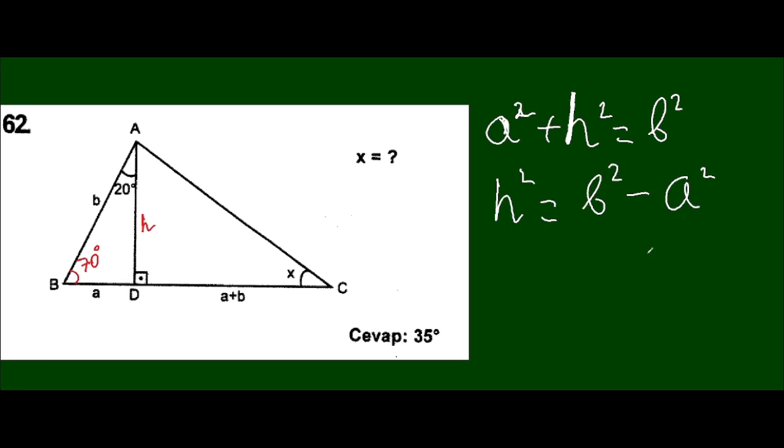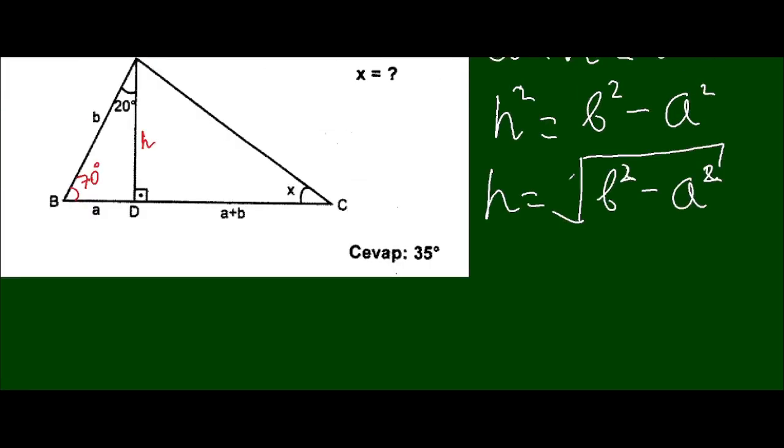If we subtract a squared from both sides, we'll get this equation. Here h will equal plus or minus, but we know that the side must be positive, not an integer, positive numbers. So h is the square root of b squared minus a squared. The next step is to write down the tangent.